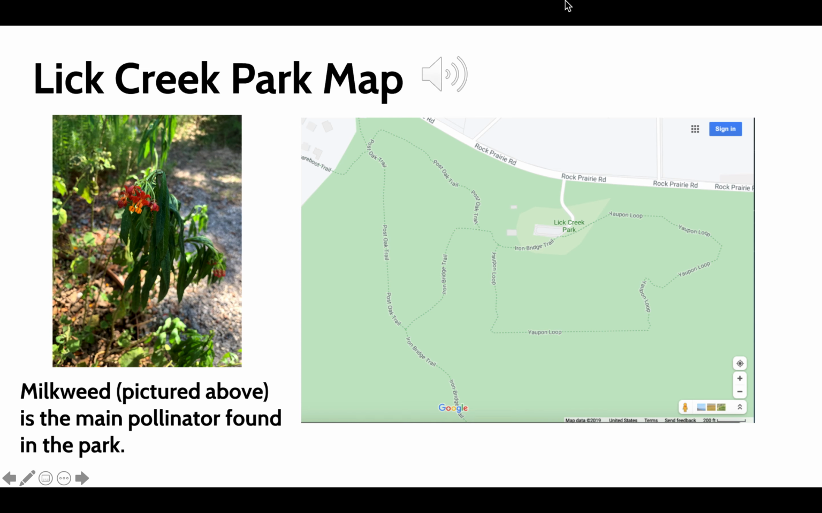So several group members took it upon themselves to create the map for the Lick Creek Park. We identified that the milkweed, which is pictured in this slide, is the main pollinator found in the park. So it was frequent throughout the park and the several trails that you can see within them. In a moment, I will further discuss the different and various trails that were in there and the different species of plants and pollinators that were there. But for now, I'll discuss the process of building the map.